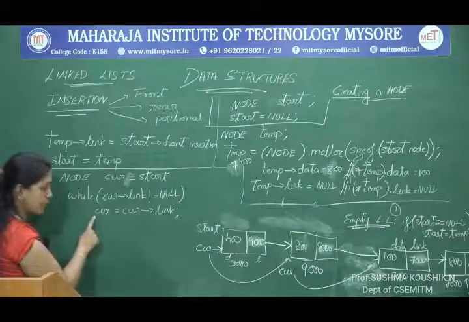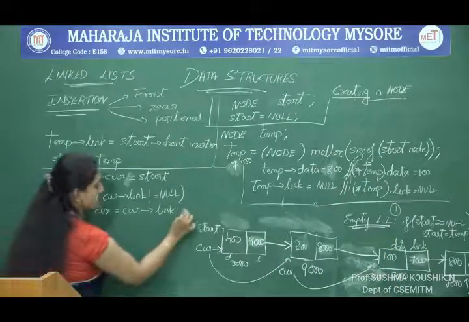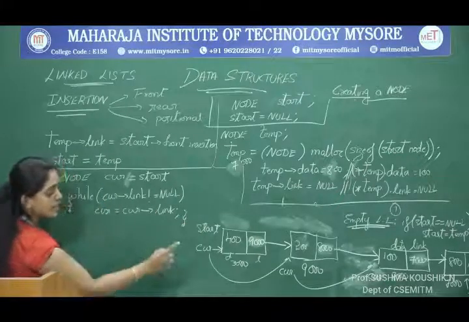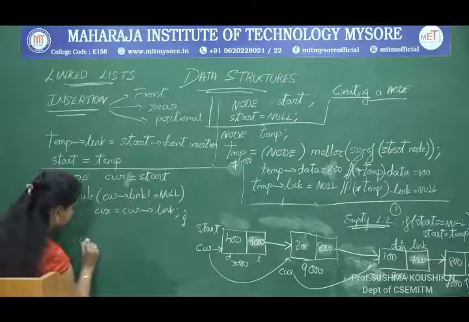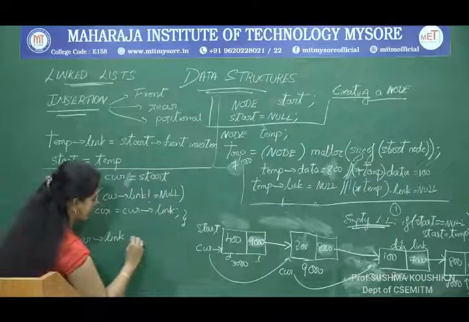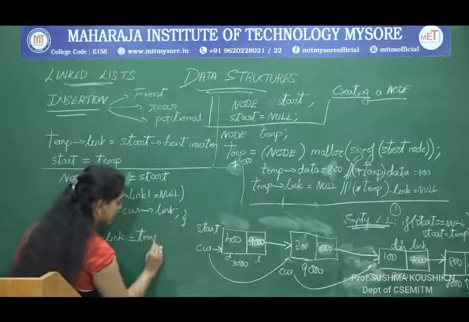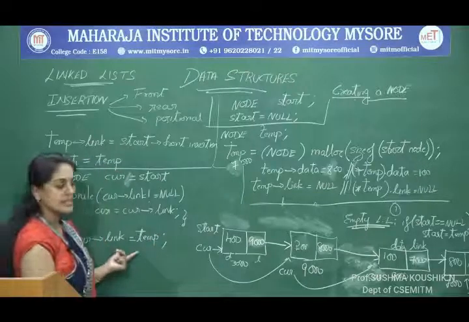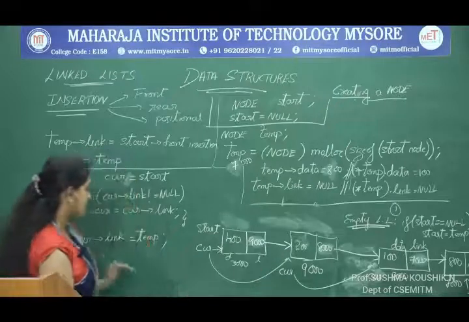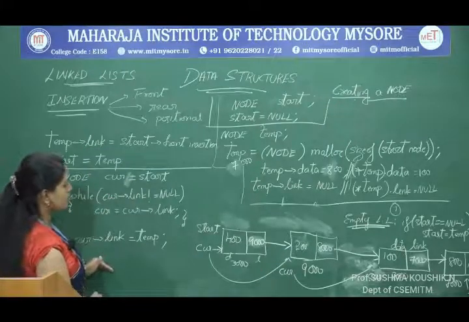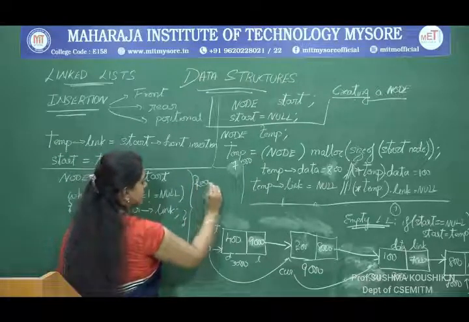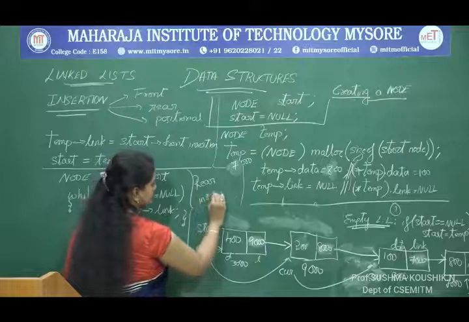Coming out of this while loop, the while loop opens and closes over here. Coming out of it, the code we write is: current of link is equal to temp, the new node held by temp. So this helped us insert a new node at the rear end of the linked list. This is helping us perform rear insertion. That is rear insertion.